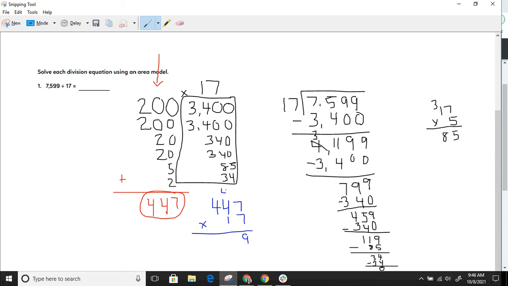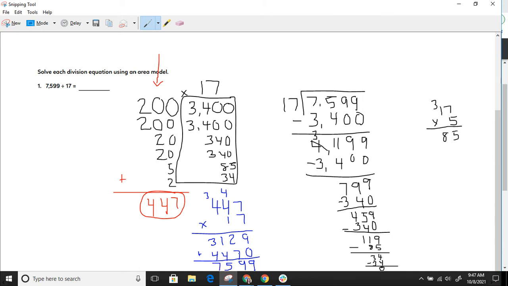Let's check. 7 times 7 is 49, so I put my 9 down. I carry my 4. 7 times 4 is 28, plus 4 is 32, so I put my 2 down. I carry my 3. 7 times 4 is 28, plus 3 is 31. Drop my turtle egg or put my 0. 1 times 7 is 7. 1 times 4 is 4. 1 times 4 is 4. And then I add. I get 9, 9, 5, 7.